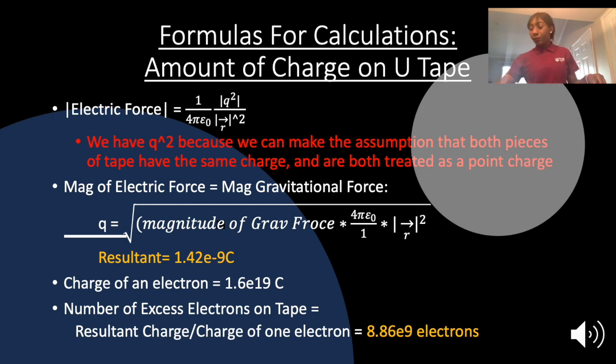We know that the charge of an electron equals 1.6 e to the negative 19 C. Therefore, the number of excess electrons on the tape equals the resultant charge divided by the charge of 1 electron. This equals 8.86 e to the 9 electrons.